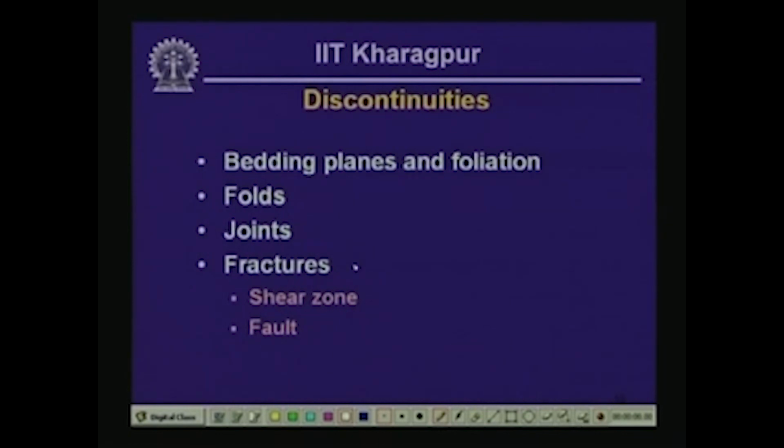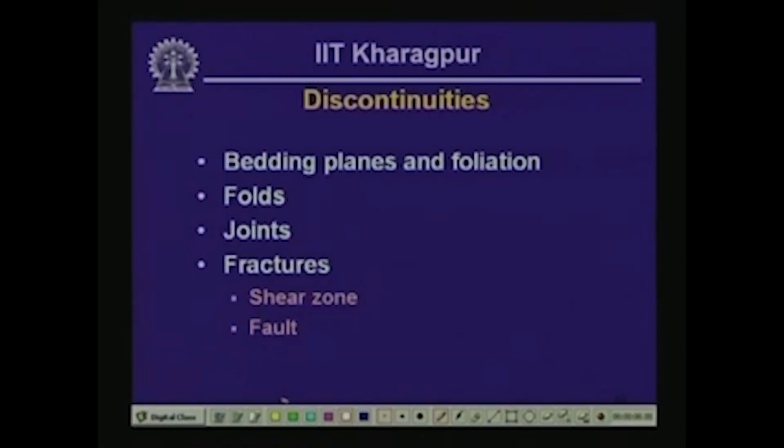Okay. Then finally we have got fractures. These are also discontinuities, but in this case, unlike joints, some dynamic trigger is involved in the development of these discontinuities, and fractures develop because of relative movement of different parts of the rock mass, and there are two subcategories of fractures. One is called shear zone and another one is called fault.